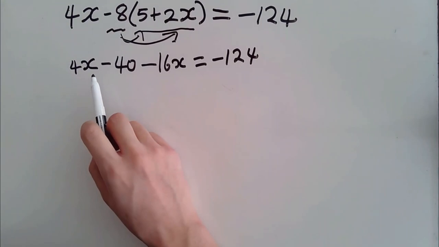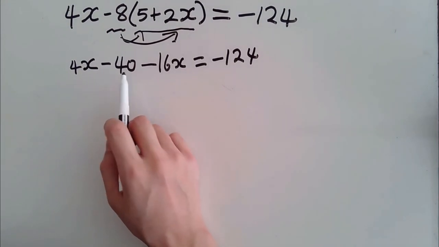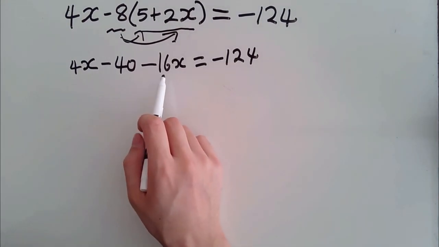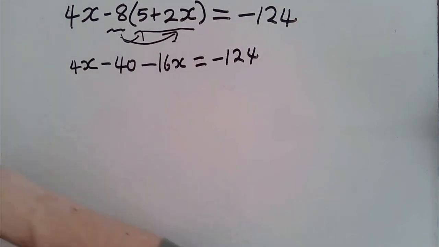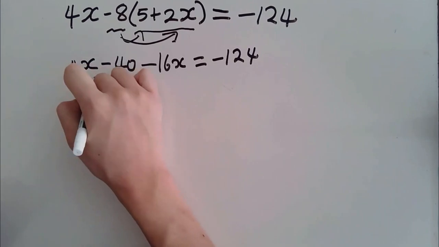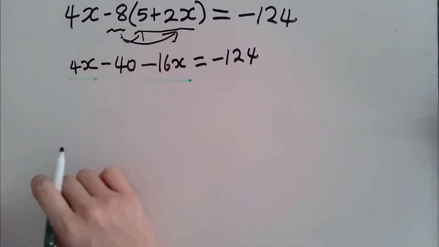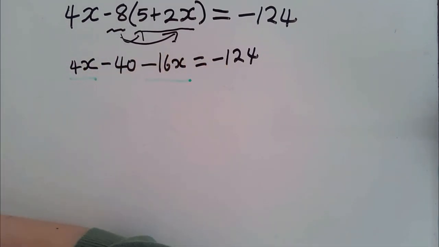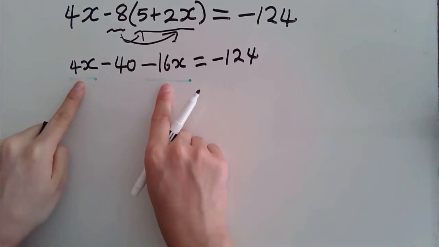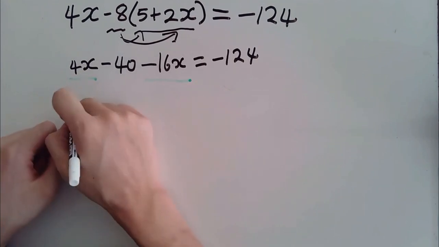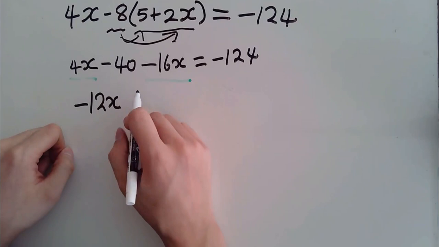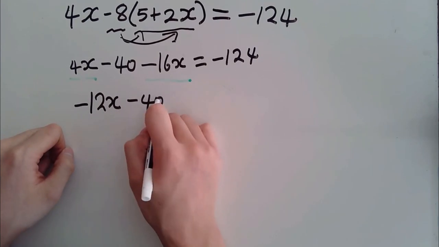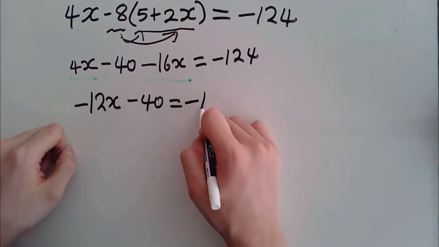Over here on the left side, I have 4x minus 40 minus 16x. And we can see that 4x and negative 16x are like terms, so I can combine them. So 4x minus 16x is equal to negative 12x. And minus 40 will stay as minus 40. And that is equal to negative 124.